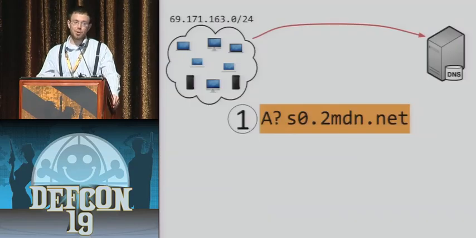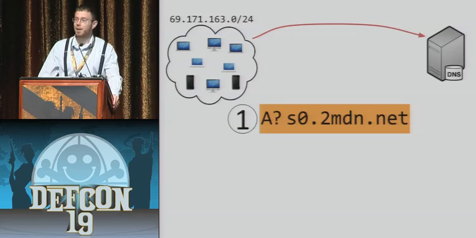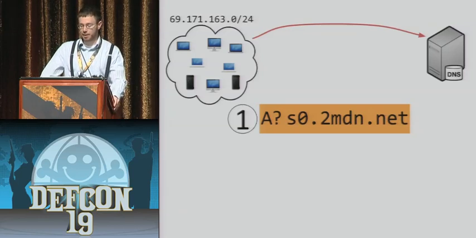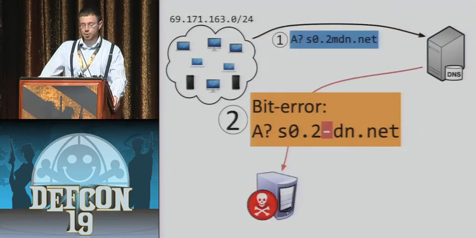So, you're someone in that /24. You request your ISP to resolve s0.2mdn.net. A bit error occurs somewhere in your ISP's recursive domain server. Instead of requesting s0.2mdn.net, you request to resolve s0.2-dn.net, which I happen to own.